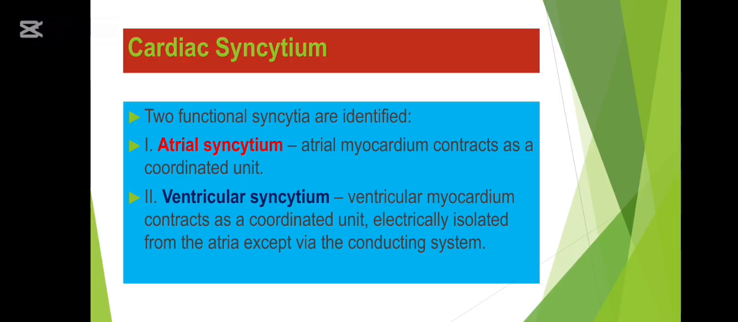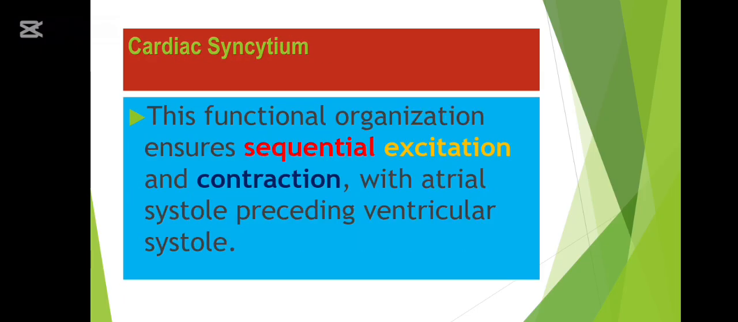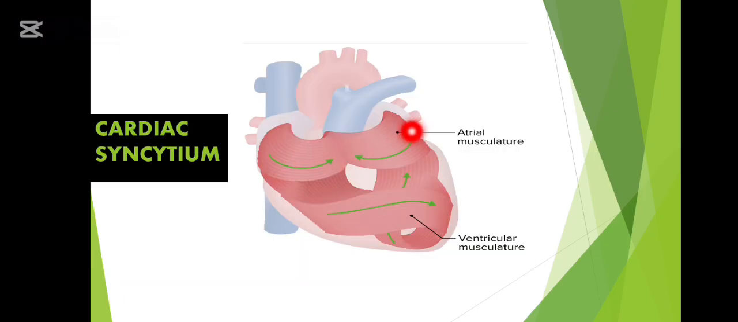So now there's a term we call cardiac syncytium. With the cardiac syncytium, we are describing the fact that the muscles of the myocardium operate in a coordinated manner. How is it coordinated? It allows the atria to contract first, followed by the ventricles. So when we say atrial syncytium, we mean the atria as a muscle unit. This is the atria and it has this muscle. It is going to contract first so that the ventricles can receive blood.